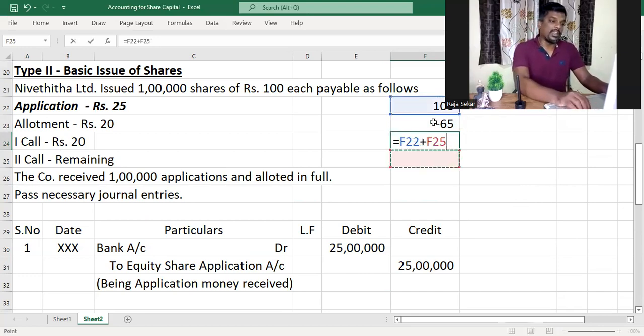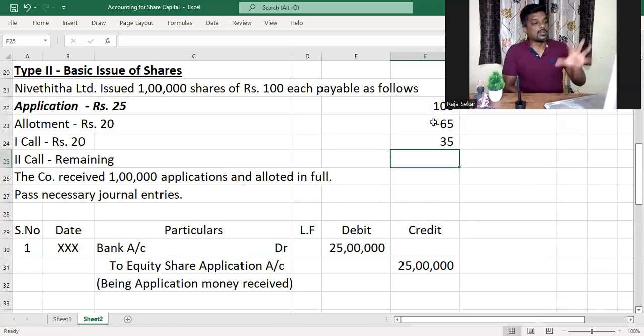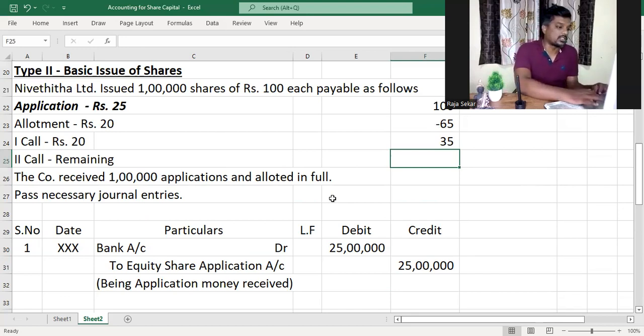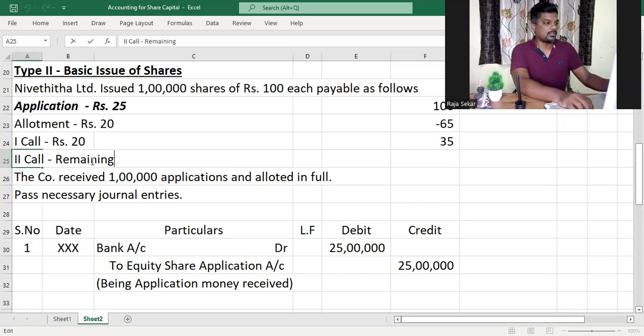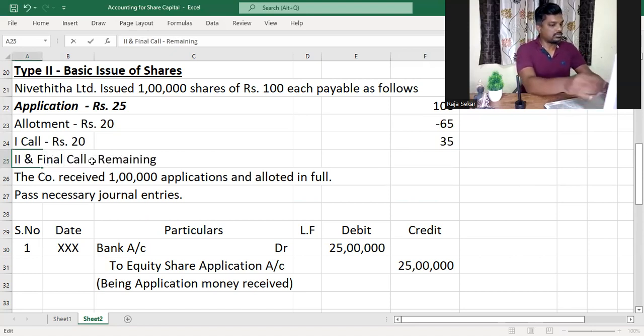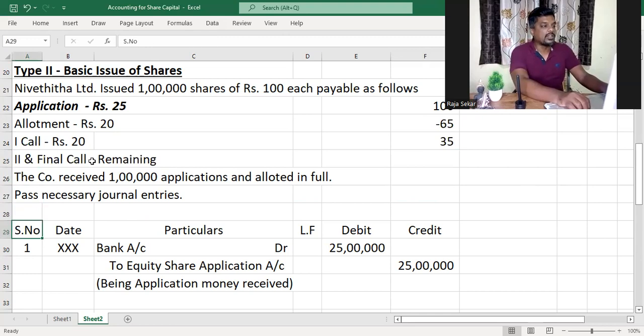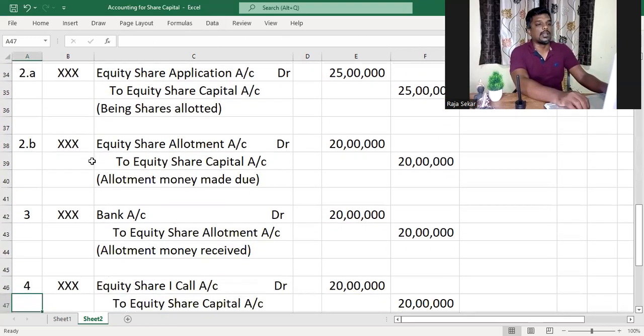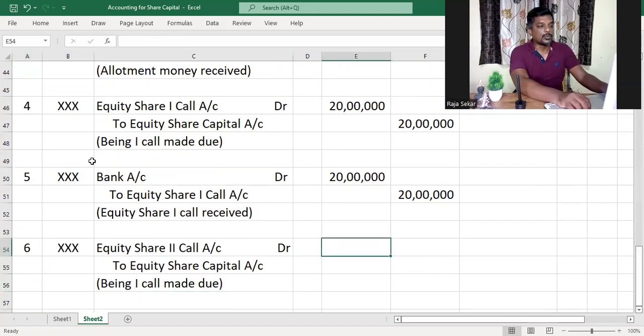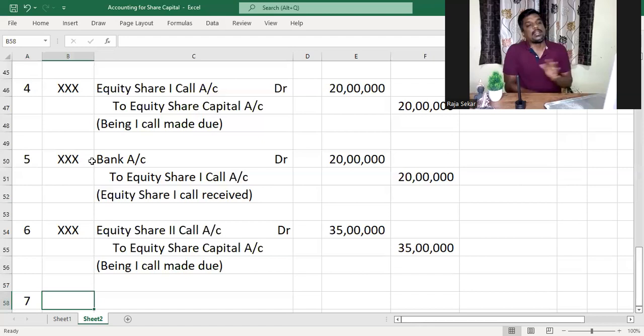So what is the amount remaining for me to be received? I need to receive 35 more rupees, and that 35 more rupees I'll receive in the second call, which is the final call as per the question. Whenever it's a final call, it's also nice to write second and final call. Usually in questions, the final call comes with the word final. Okay. Second and final call, and remaining actually turns out to be 35 rupees per share, and I have 1 lakh shares, so the total amount I'm supposed to make due would be 1 lakh into 35, which is 35 lakhs.